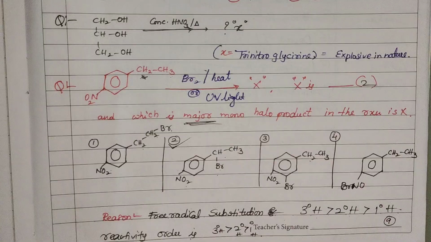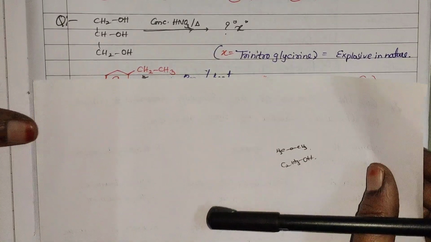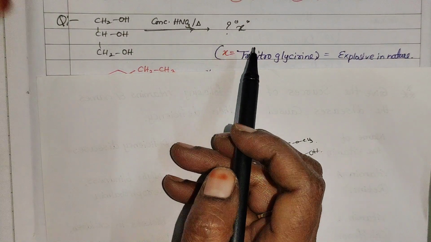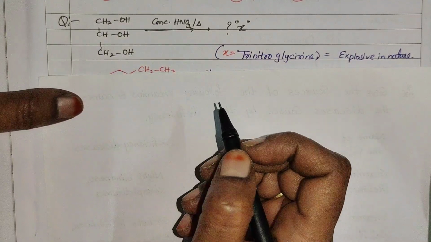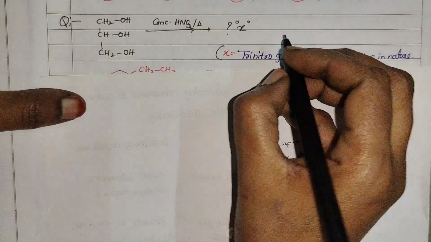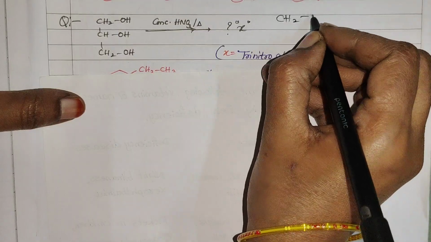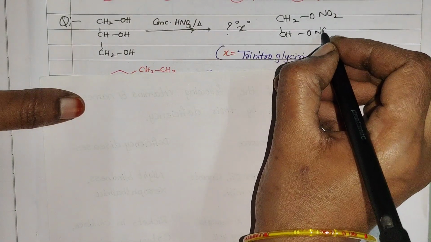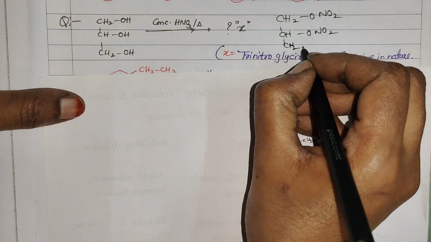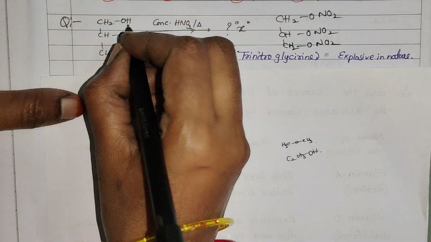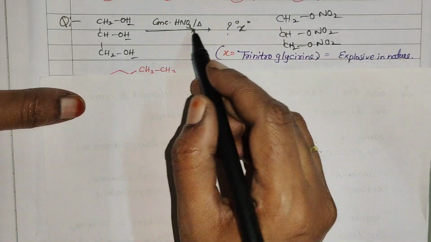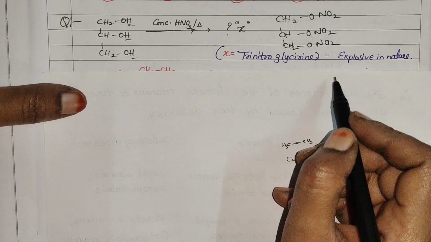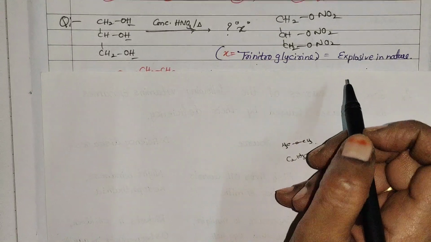Next question: when glycerol is treated with concentrated nitric acid, what is the product? Here trinitroglycerin is formed. Okay, so same as it is: CH2ONO2, CHONO2 and CH2ONO2. Simple, in the place of hydrogens NO2 groups are present, so it is explosive in nature. Trinitroglycerin compound.